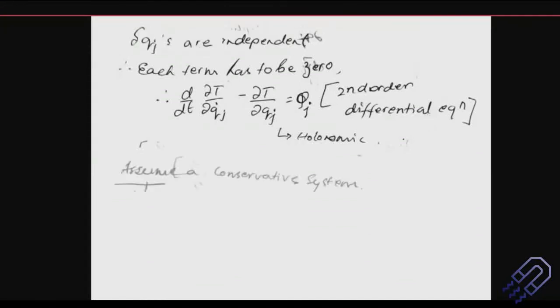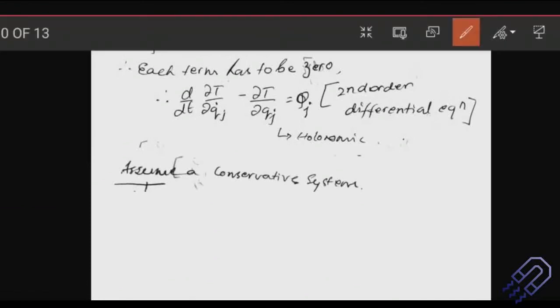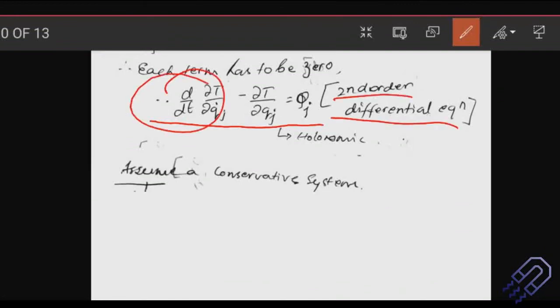Does it represent a holonomic system? Yes, because it is written in the form of an equation now. This is basically a second order differential equation. You see, it's a second order differential equation.